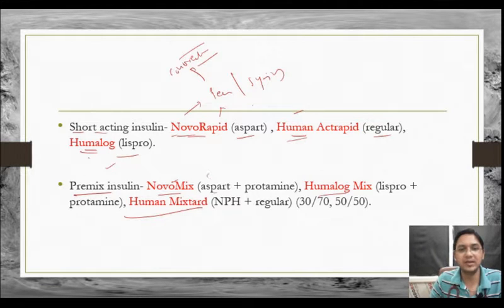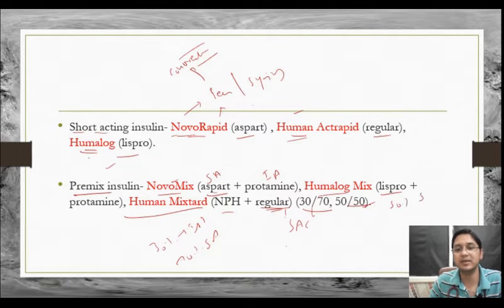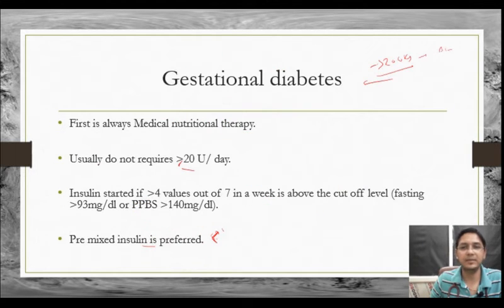In these, we have a short-acting insulin and an intermediate-acting insulin. The short-acting component in Novomix is Aspart, in Humalog Mix it is Lispro, and in Mixtard it is regular insulin. The concentrations available in the market are 30-70 or 50-50. 30-70 means there is 30% short acting and 70% intermediate acting insulin. In 50-50, we have 50% short acting and 50% intermediate or long acting insulin. So these are the insulins available in the market. You can advise the patient according to the regimen.